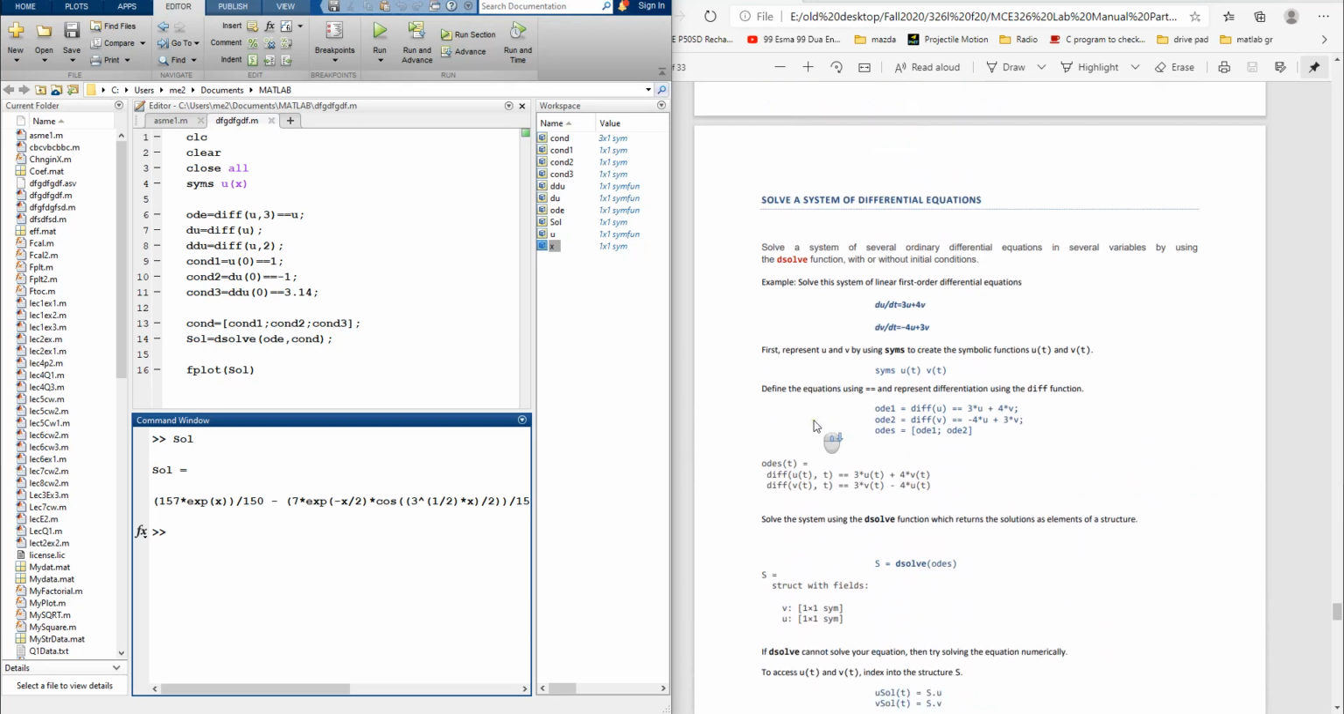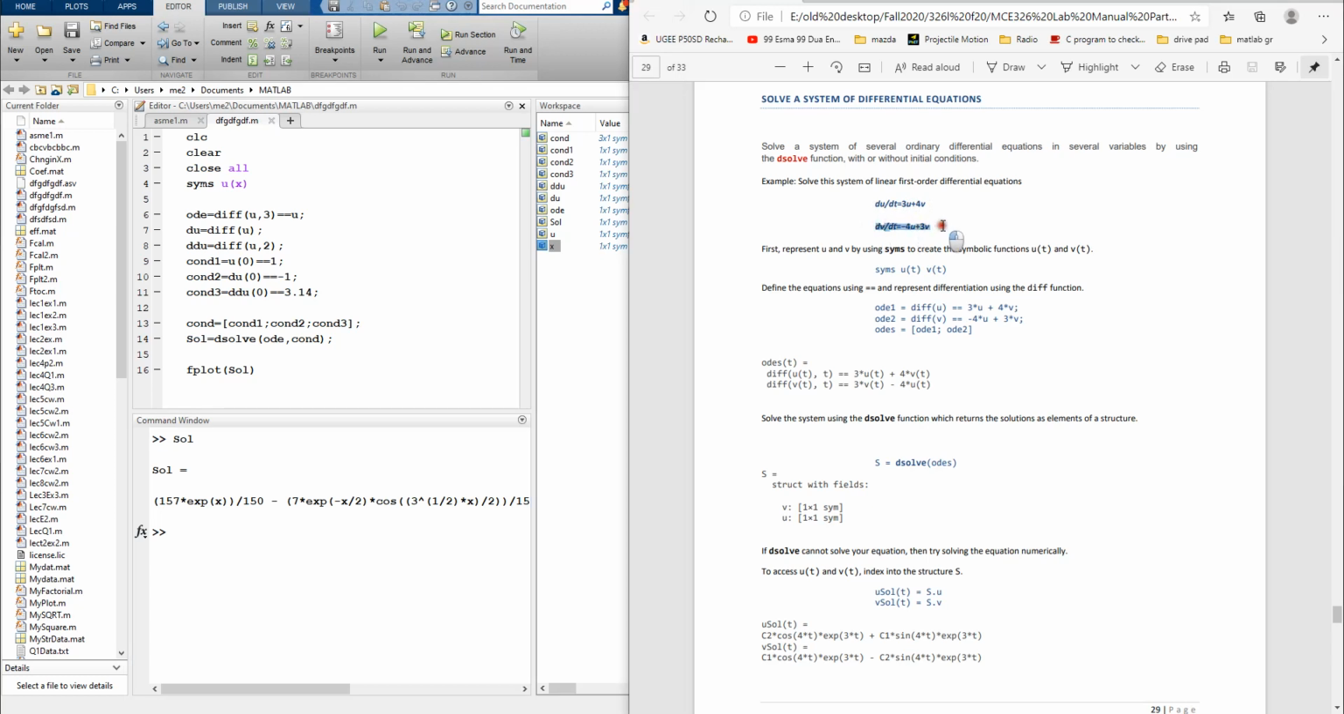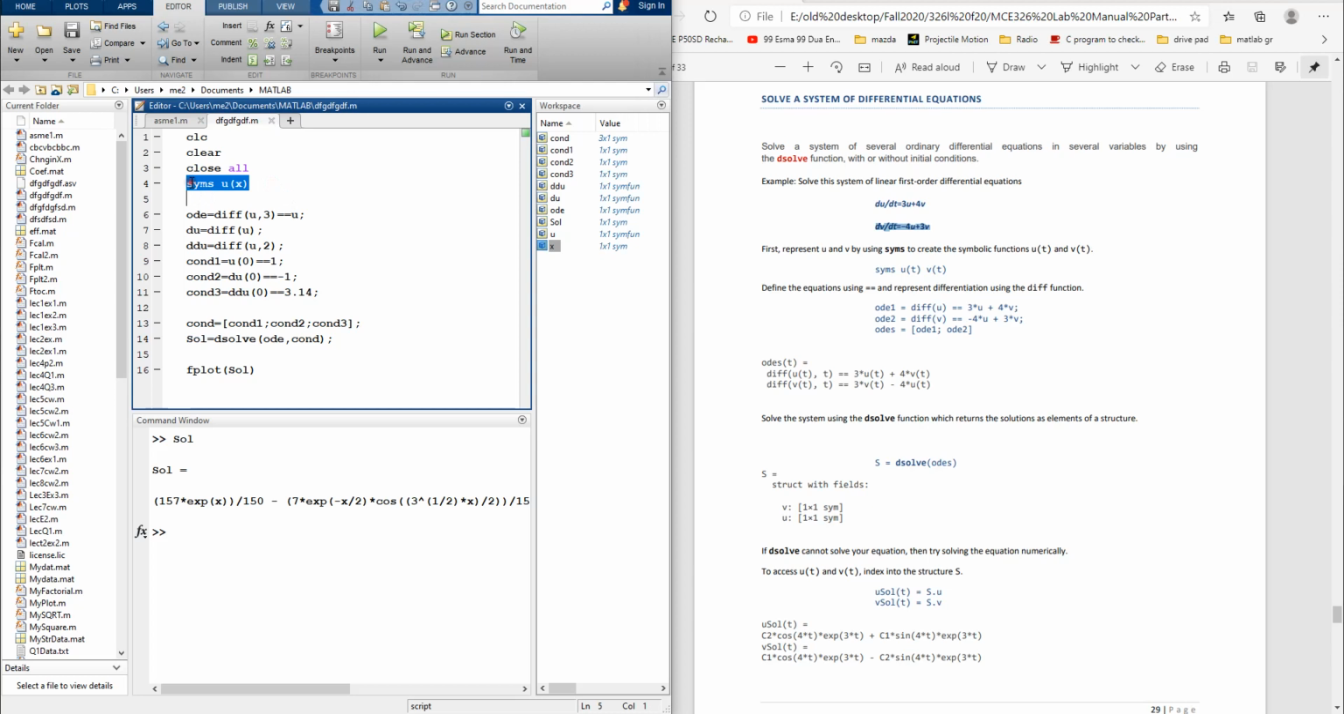Next, how can we solve a system of differential equations? As you see in this example, we have du over dt equals 3u plus 4v, and dv over dt equals minus 4u plus 3v. So we have two functions here, u and v, both functions of time, and we have two differential equations, two ODEs. Again we start with the same steps: syms u of t, not x this time, and the other one, v, also a function of time.